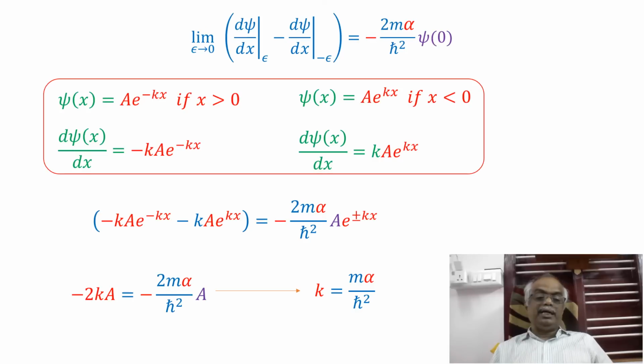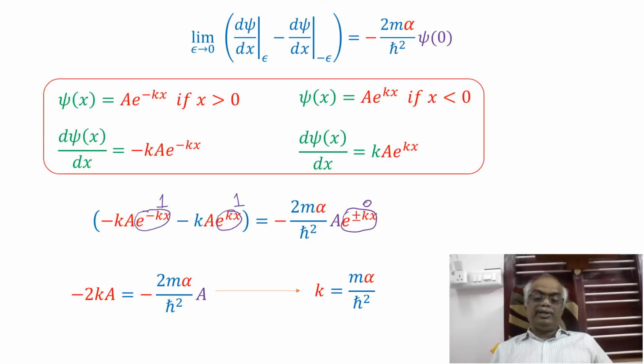This e power kx, when x tends to 0, e power 0 is 1. Same is the case with this exponential. So this is equal to 1. Similarly, this is exactly at the midpoint, that is x equal to 0. So now you have minus kA minus kA, which is equal to minus 2kA. And on the right hand side you will get minus 2m alpha over h cross squared A.